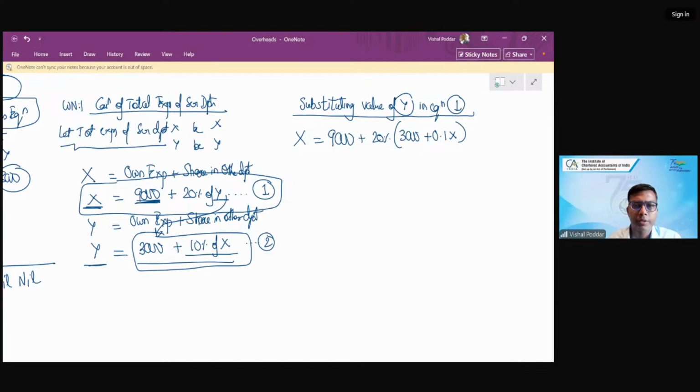Now let us solve this. So X is equal to 9,000 plus 20% of 3,000, which is 600, plus 20% of 0.1X, which is 0.02X. Be clear.